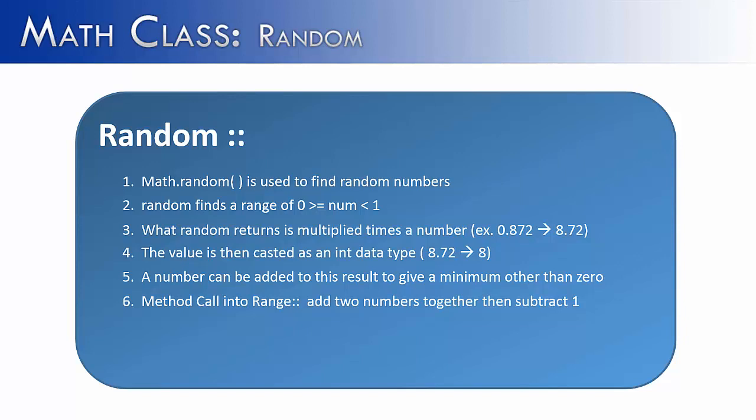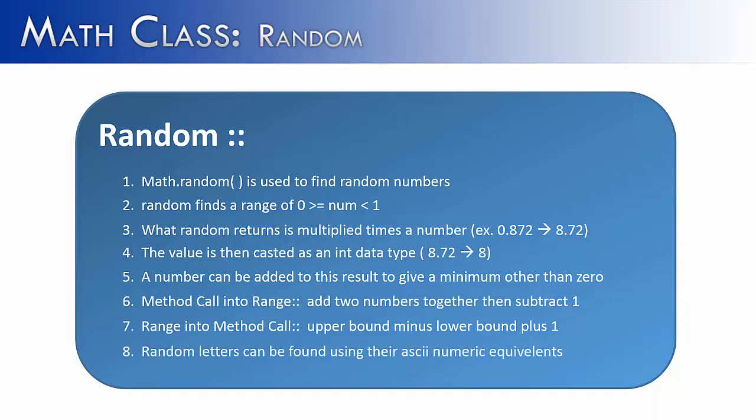When someone has given you code and you're trying to convert it into a range, the way that you do it is you add the two numbers together and then subtract 1. And if you want to do it the opposite way, where someone gives you the range and you convert it into a method call, you're going to take the upper bound minus the lower bound and add 1, or the maximum minus the minimum, add 1. And then lastly, we showed you how to generate random letters using the random method. You simply find the numbers in the ASCII range and then typecast them as a character.